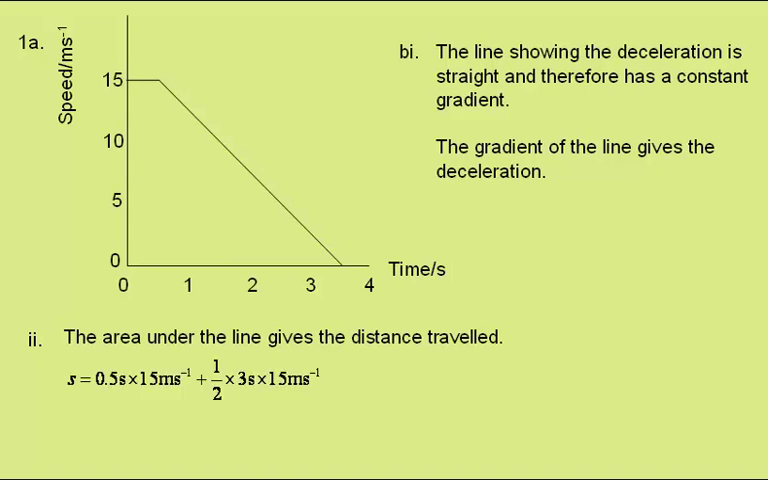This is made up of this rectangle, which is half a second in width and 15 meters per second in length, plus this triangle, which is half base times height. The base here is from half a second to 3.5 seconds, therefore 3 seconds, and a height of 15 meters per second. This gives a distance travelled of 30 meters.